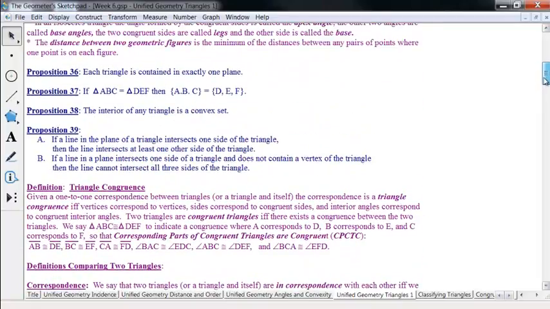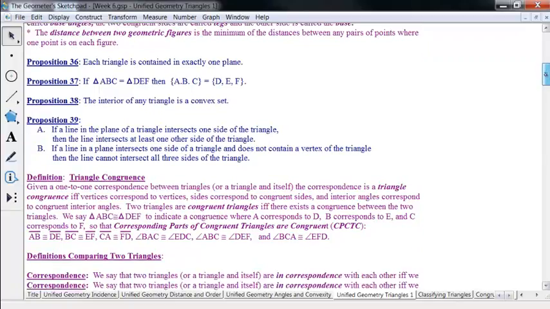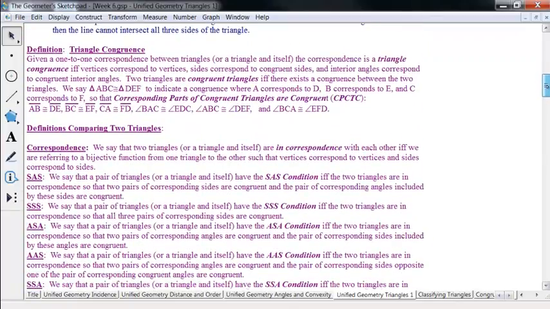So then we talk about, each triangle is contained in exactly one plane. If two triangles are equal, meaning the same triangle, but they're named by different things, then the set of vertices has to be the same. It only has 3 vertices, basically. The interior of any triangle is a convex set. This proposition 39 is related to the theorem of Pasch.